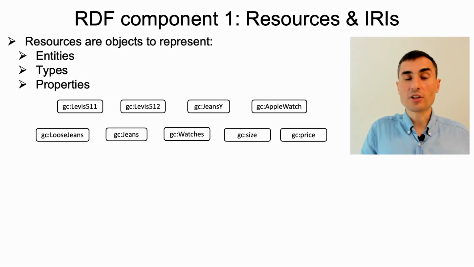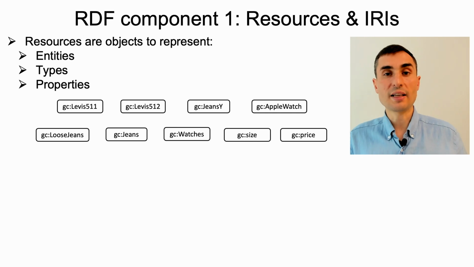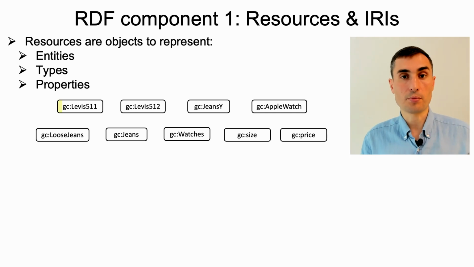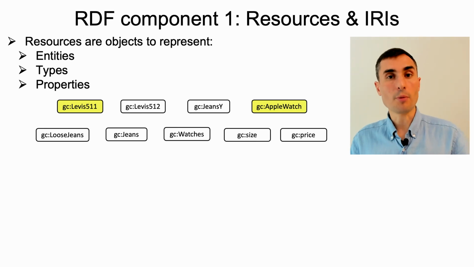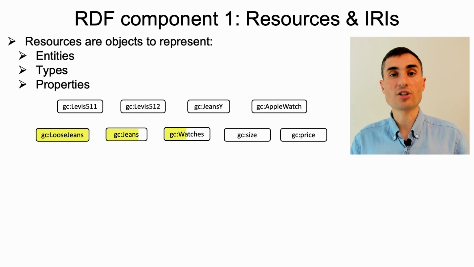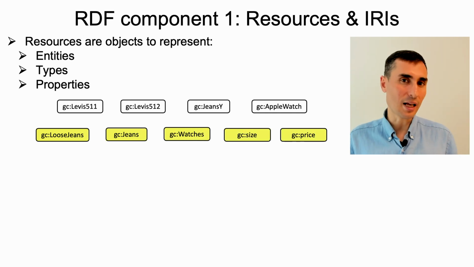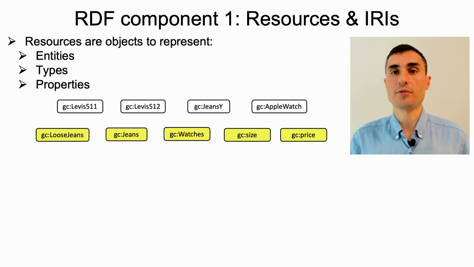Next, let's get more technical and cover the three core components of the RDF data model. First are resources. Resources are your objects or nodes, so they're used to represent the entities in your database, such as your products like Levi's 511 or Apple Watch. But they're also used to represent the schema of your database, such as the types and properties of your entities. So, for example, you can have a resource to represent loose jeans or watches, or even the concept of size and price, which are not really entities themselves, but they are types and properties of your entities.